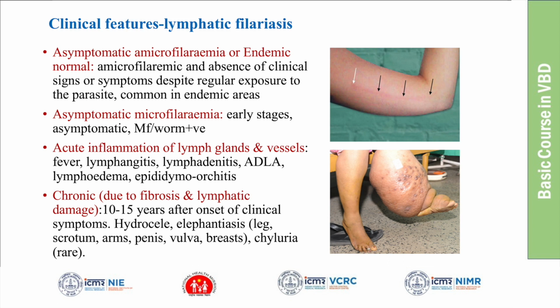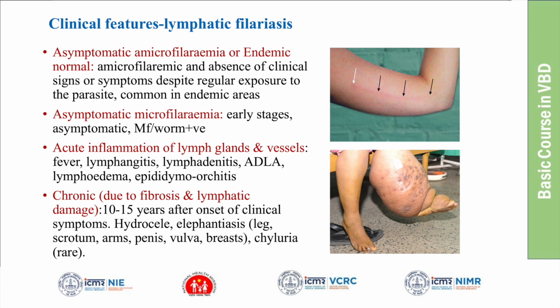So basically in endemic areas, it is common to find people who do not have any microfilaria in their blood, and they may not be having any clinical signs or symptoms. Even though they are exposed, they may not be having any microfilaria, nor any visible symptoms or signs. So they are called asymptomatic. That is called the stage of asymptomatic amicrofilaremia.